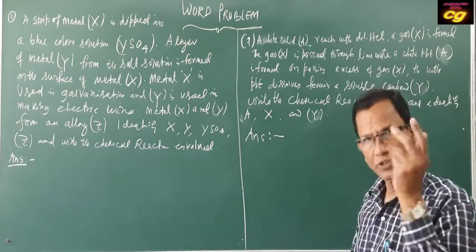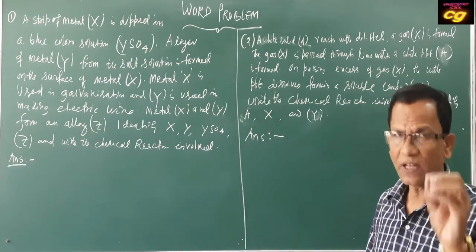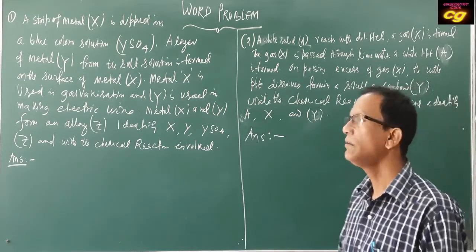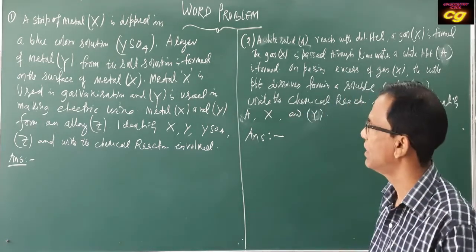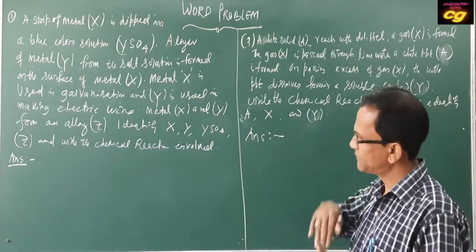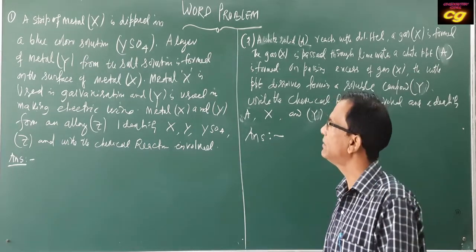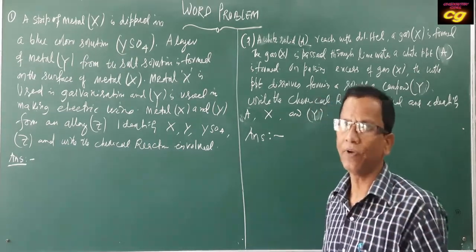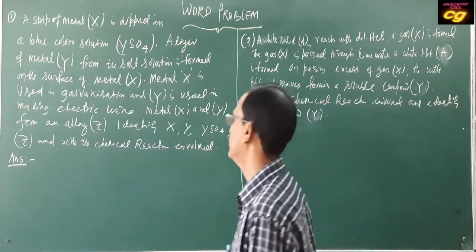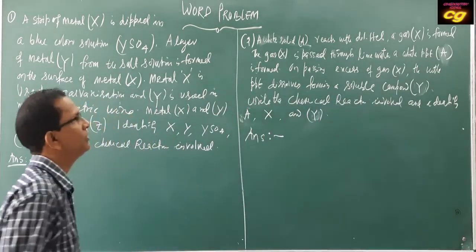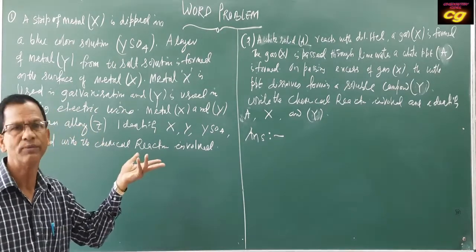You have to study the steps, then identify the substance involved in the process, whether it's a physical process or a chemical process. Some explanation, some hints will be given. You have to identify. That is called a word problem. Let us start. Today we will discuss two word problems. Next class we will discuss the remaining.